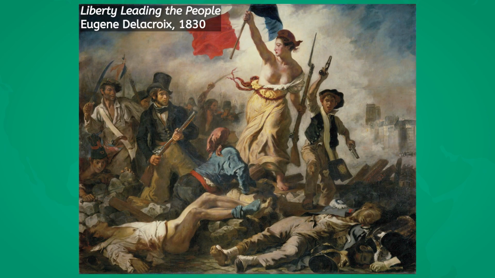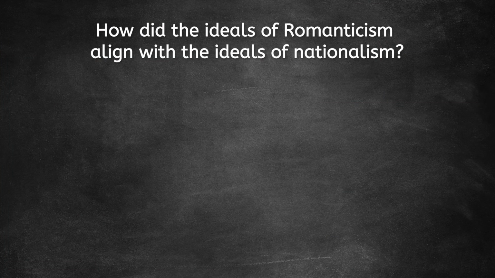This painting by Eugene Delacroix, called Liberty Leading the People, painted in 1830, depicts a heroic scene of rebellion during the French Revolution. The woman in the painting symbolizes liberty. Knowing what you know about the values of the Romantic movement, how do you think they align with the ideals of nationalism?